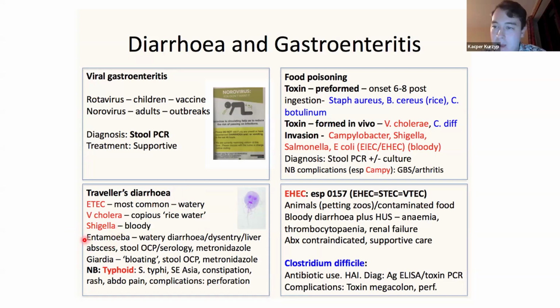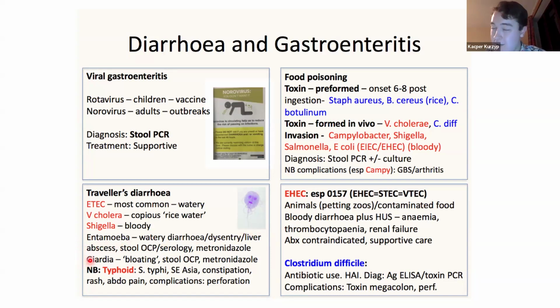And amoeba, you will get again this diarrhea, but then your LFTs will go off, and there will be right upper quadrant pain, and you will develop a liver abscess. That's your Entamoeba histolytica.